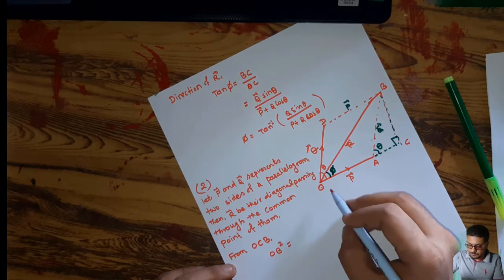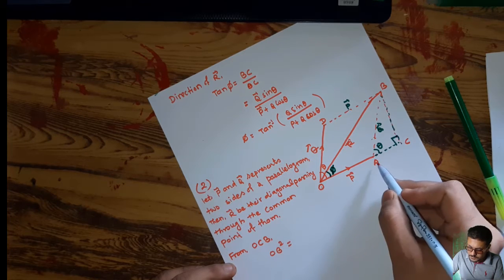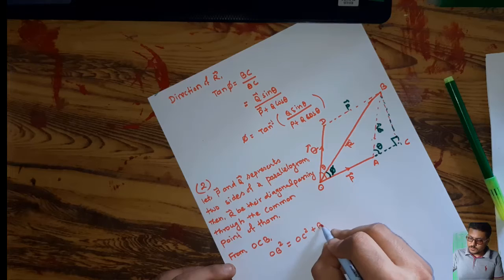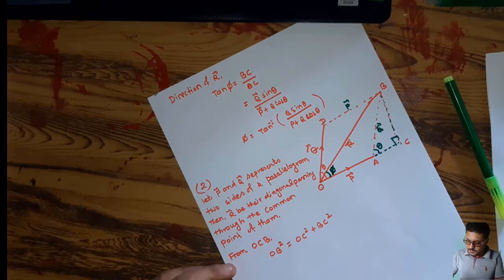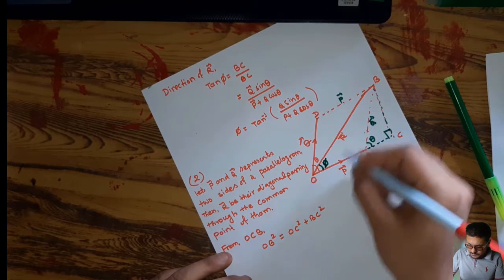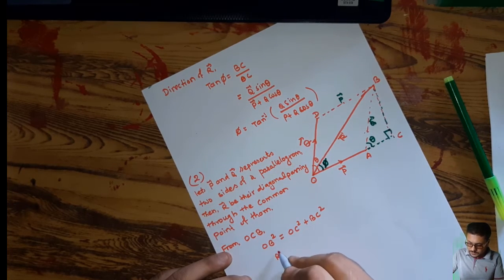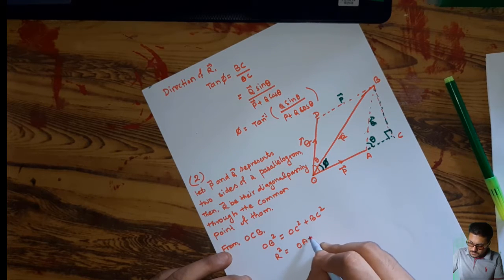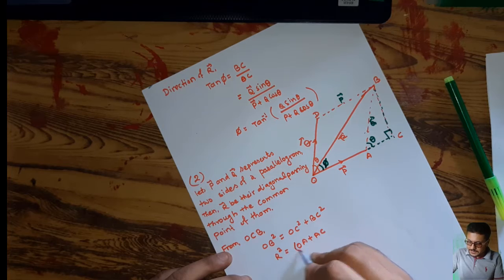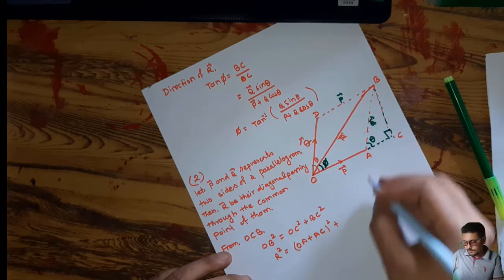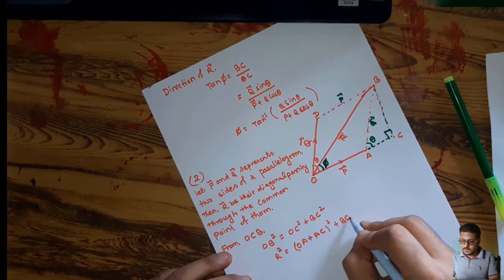OB square is equal to OC square plus BC square. Here we have OC square plus BC square. Now OB means R square is equal to OC, which means OA plus AC, whole square, plus BC square, as it is now.